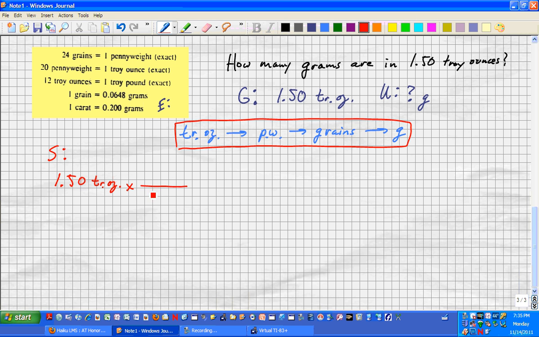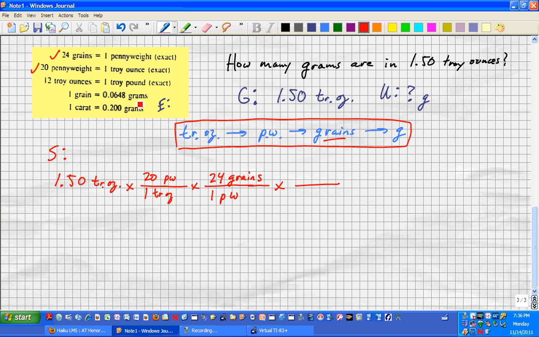Troy ounces, I said I was going to do pennyweights, so it's going to be 1 troy ounce on the bottom and 20 pennyweights on the top. And then pennyweights, so it's going to be 1 pennyweight. Let me check these off as I use them. 1 pennyweight and then 24 grains. I'm not going to abbreviate that so I don't confuse it with grams. So I've got that taken care of. So at this point, I'm right here. I'm in grains. I'm ready to go to grams.